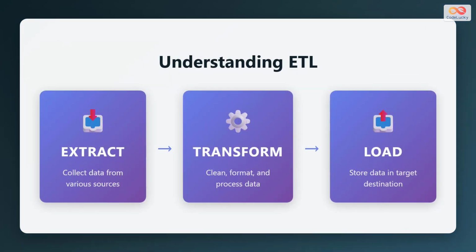Before diving deeper into AWS Glue, let's understand what ETL means. ETL stands for extract, transform, and load. It's a three-step process for moving data. First, you extract data by collecting it from various sources such as databases, files, or APIs. Second, you transform the data by cleaning it, formatting it, and processing it to meet your requirements. Finally, you load the processed data into a target destination like a data warehouse or data lake. AWS Glue automates this entire ETL process, making it much simpler to implement.